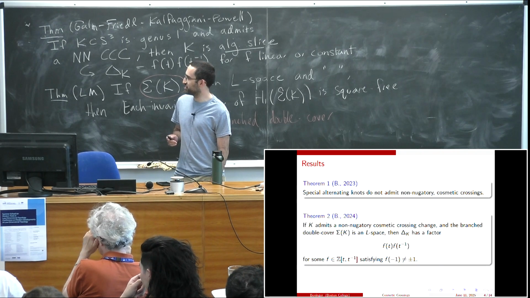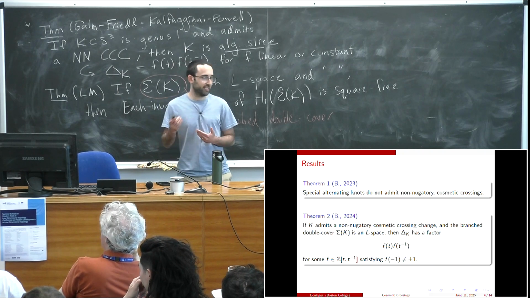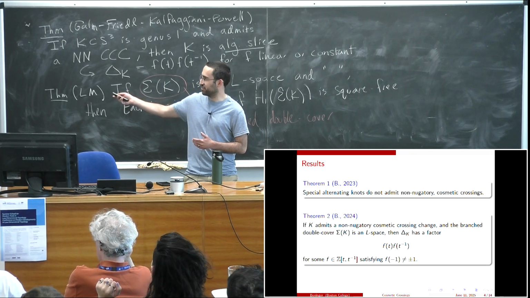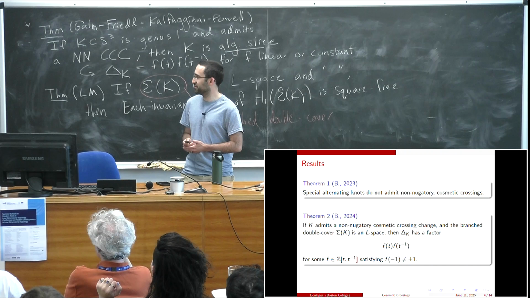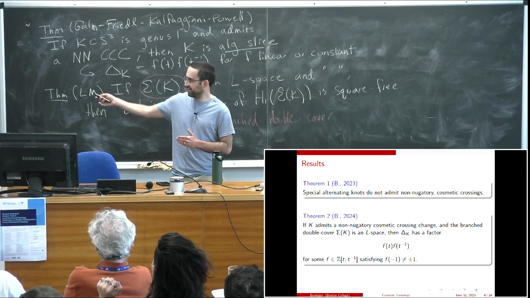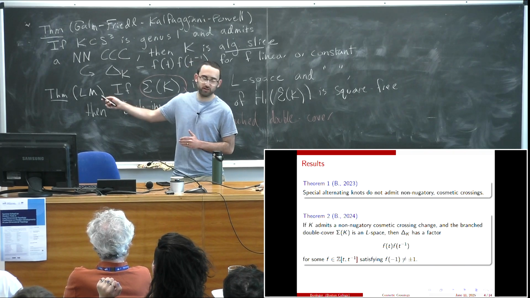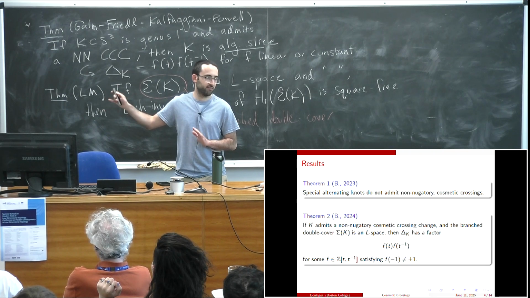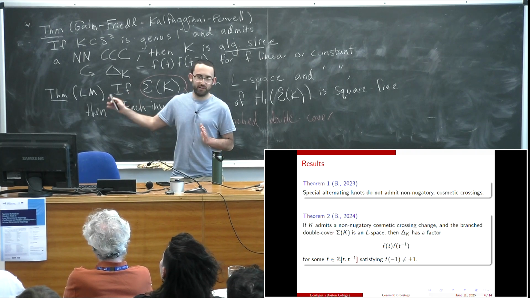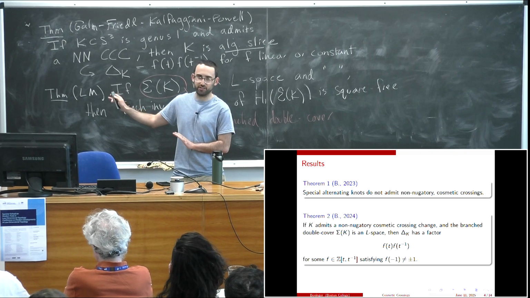And the second result from last year is: if K admits a non-nugatory crossing change and the branched double cover of K is an L-space, then the Alexander polynomial has a factor, not that it's equal to that, but it has a factor of the form f(t)f(t^{-1}) for some f such that f(-1) is not equal to plus or minus 1. And the important corollary of that is that this is a non-constant factor, right? We know that for the Alexander polynomial, f(1) is always equal to plus or minus 1. So in particular, this tells you that it's a non-trivial factor.